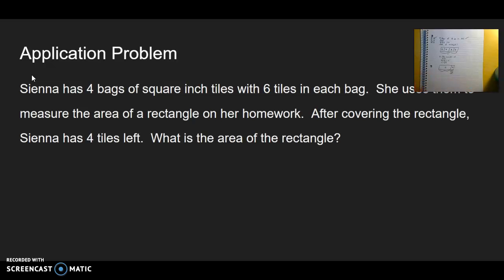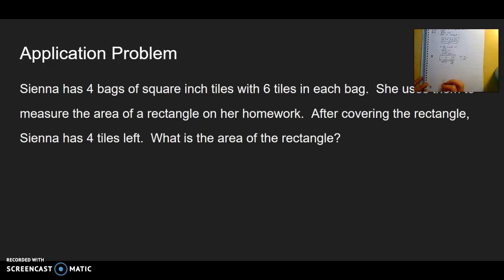What could C be? Well, I know that in total there are 24 tiles. I should have scooted this down a bit. So I have 24 total tiles, and then I'm going to take those 4 away that I didn't use. So 24 take away 4 will give me C. 24 minus 4. And we know that 24 take away 4 gives us 20. Okay, I did my drawing.